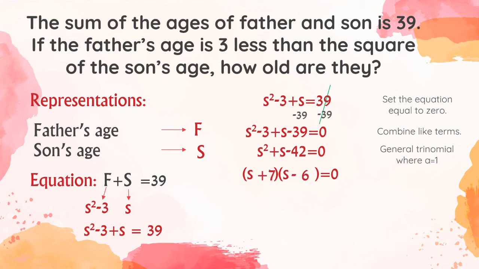We have positive 7 and negative 6. Therefore, the factors are the quantity s plus 7 and the quantity s minus 6. Let us now equate each factor to 0. S plus 7 equals 0 and S minus 6 equals 0. Let us solve S plus 7 equals 0. Ang gusto lang natin ay value ng S. Kaya let's add negative 7 to both sides of the equation. So S equals negative 7.